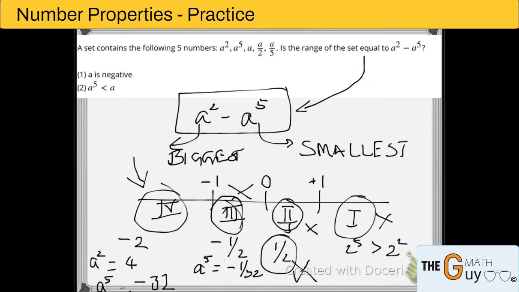Okay, so the question, I can rephrase the question as, is a less than negative 1? That's the question. Alright, so the question has been rephrased as, is a less than negative 1? If it is, we know it's in zone 4, this will be the range.